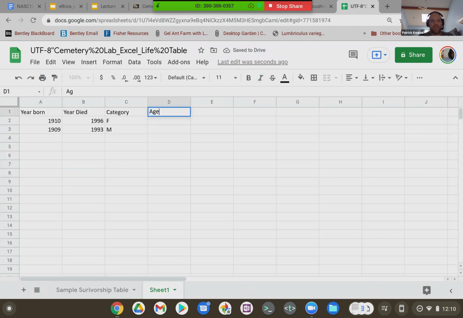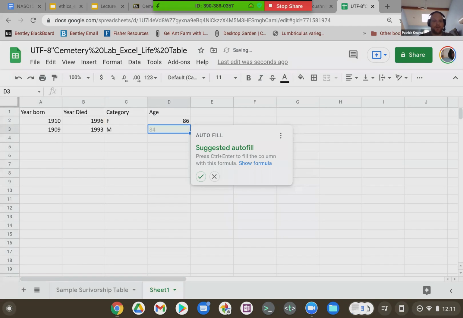Then we want to just calculate the age. I'm sure you probably know how to use Excel, but math in Excel is pretty easy. You would take the year they died, subtracted from the year they were born, and then Google likes to select autofill. And so we want to get their age when they died, and that's great. And so we have the year born, the year they died, and the category.